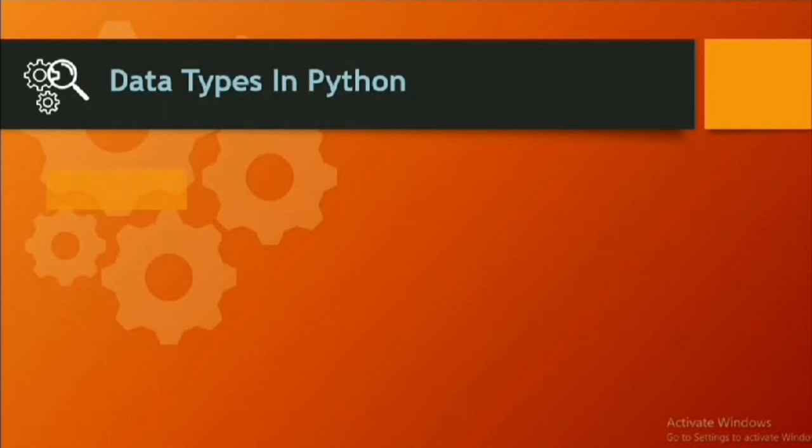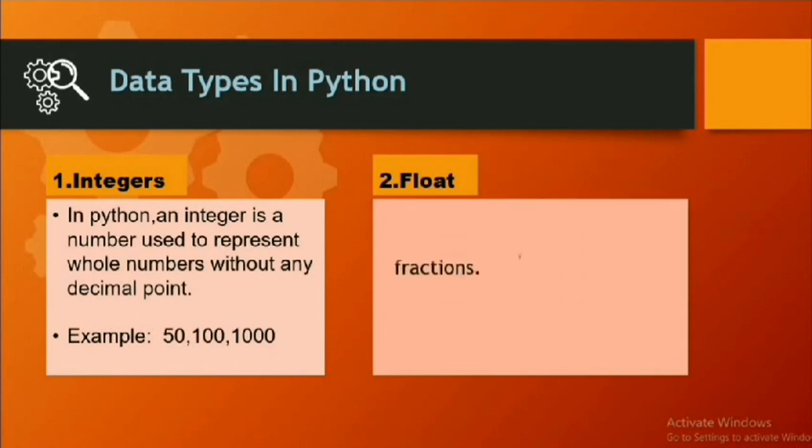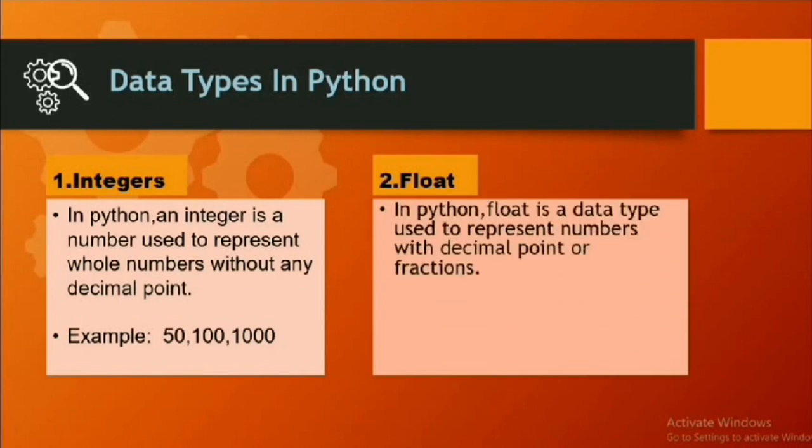Now let us see what is an integer. An integer is a data type used to represent the whole number without any decimal point. For example, we can take any number like 50, 100, etc. Next comes the float. In Python, float is a data type used to represent number with decimal point or fraction. For example, 3.14, 2.5, etc.